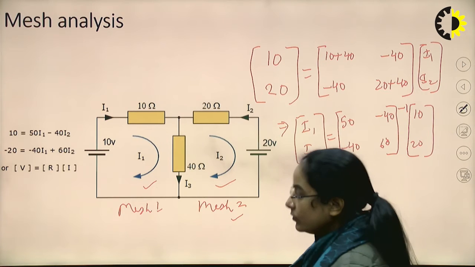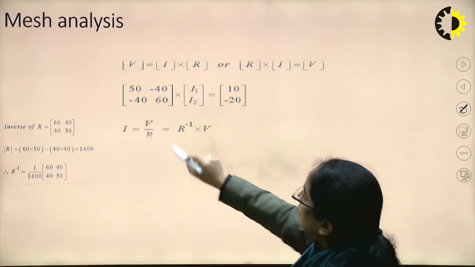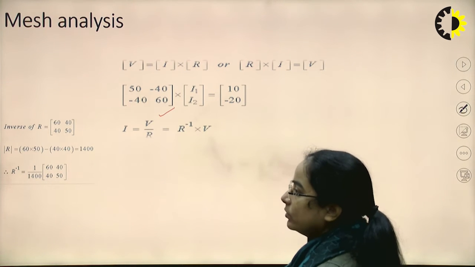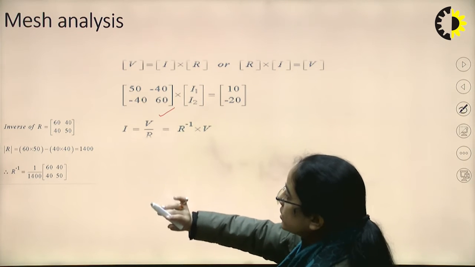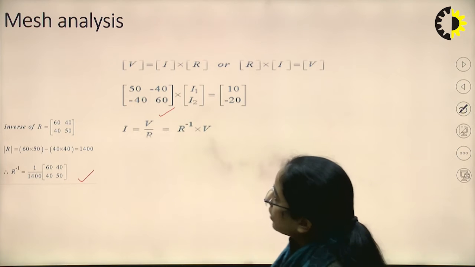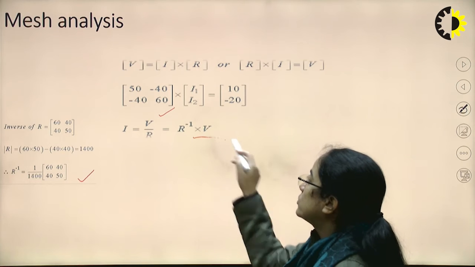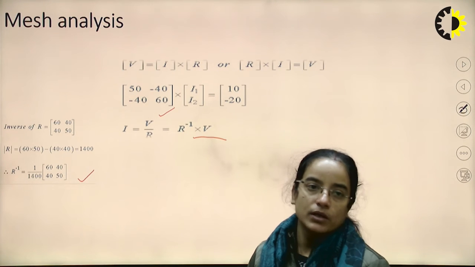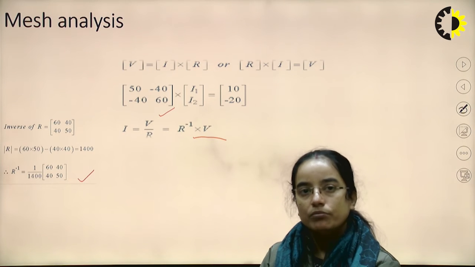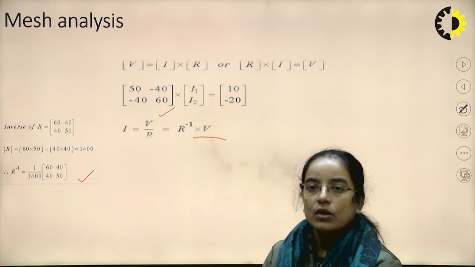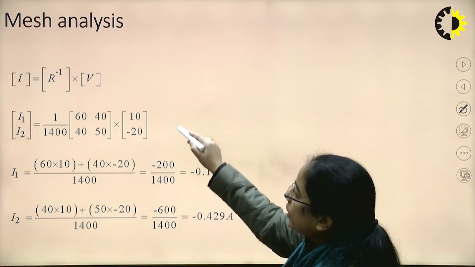Okay, see here, this is the very same resistance matrix, and the inverse of this has been calculated easily. So this is the inverse. Okay, so now if the inverse of the resistance matrix is multiplied with this voltage matrix, it will give the current. So it is very easy to calculate the mesh currents by the mesh analysis method, the mesh or the loop method. Okay, so this is how we have calculated I1 and I2.